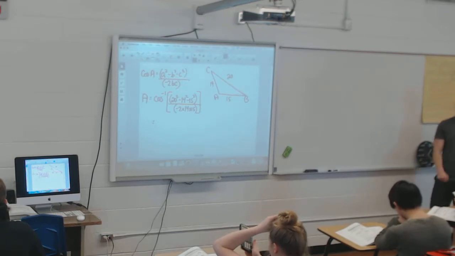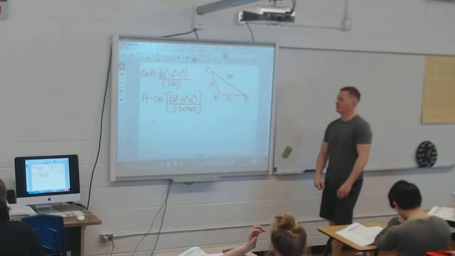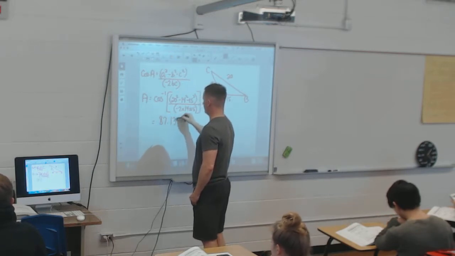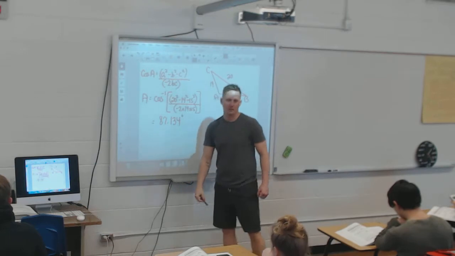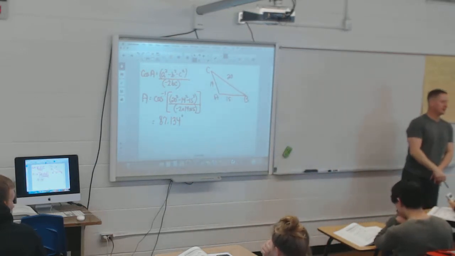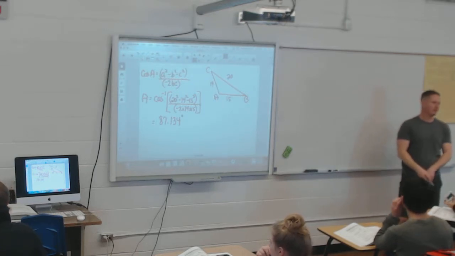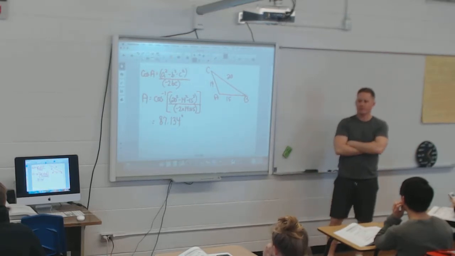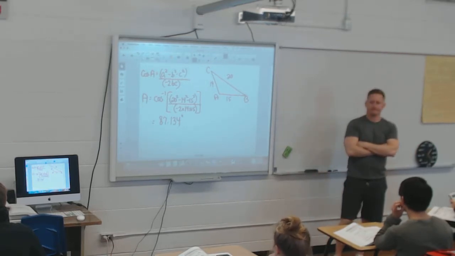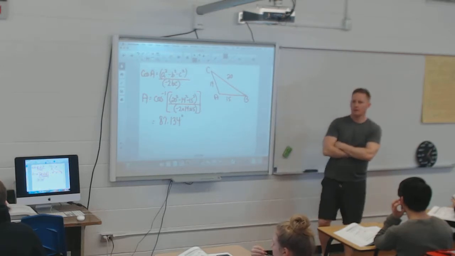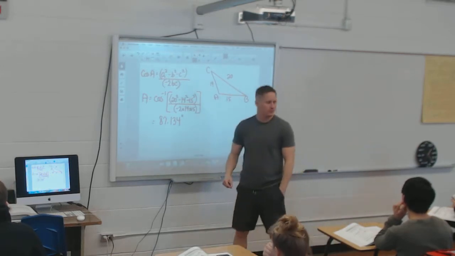Yes, Rory. 87. You got the angle ready? 87.134. Punch it in, make sure you get the same value as Rory. Rick, you get it? Yeah? Gotcha. 87.134. Anybody not get it? Eli, you get it? Good. Alright? We okay?